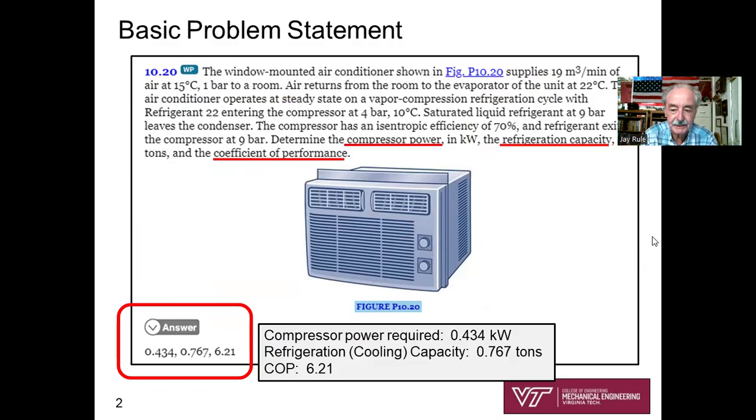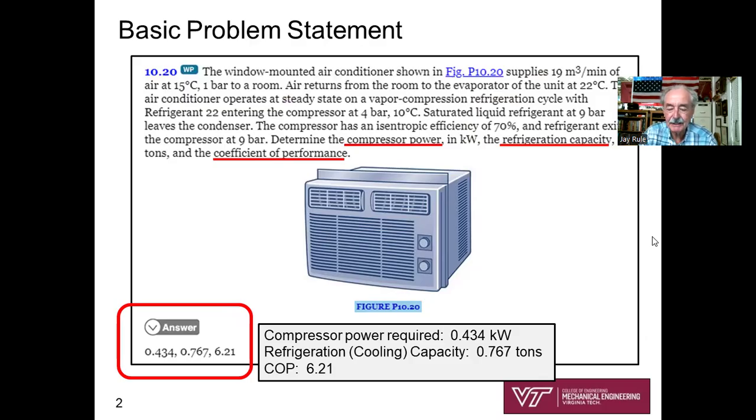Okay, and here we're going to blaze through this, but here's the problem statement. It says the window-mounted air conditioning unit that you're seeing with your eyes supplies 19 cubic meters per minute of air at 15 degrees C and a pressure of 1 bar to a room. 1 bar is about 1 atmosphere. Air returns from the room to the evaporator of the unit. What's the evaporator? At 22 degrees C. The air conditioner operates at steady state, on a vapor compression refrigeration cycle. Wonder what that is. With R22 entering the compressor. What's the compressor? At 4 bar and 10 degrees C.